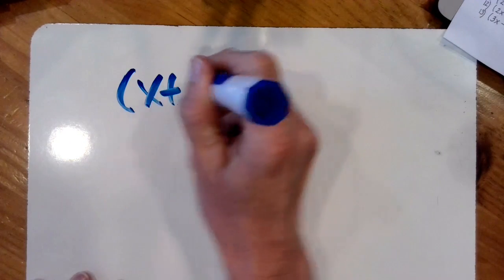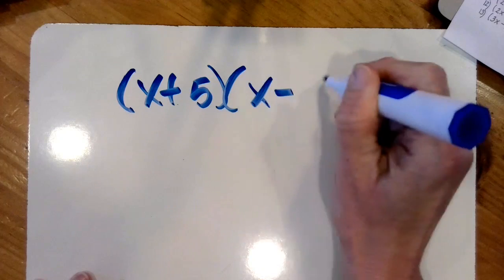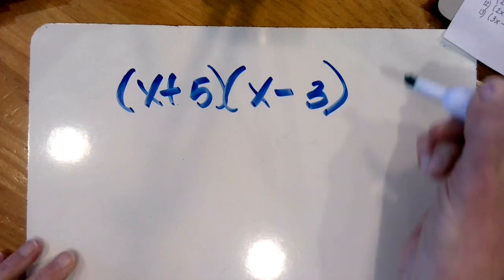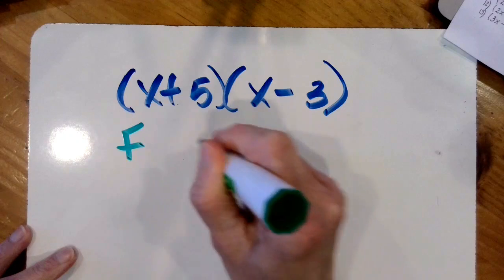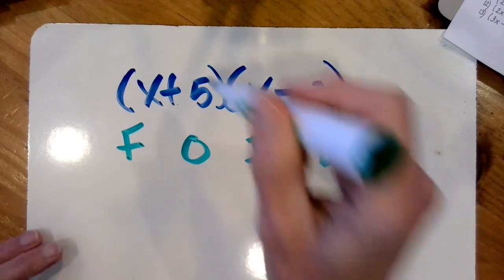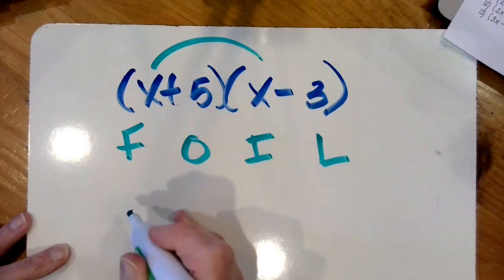When you look at number 1, this might be easier for you to work with and think about when we are doing our FOIL. So if I have x plus 5 times x minus 3, remember for this first one, we're going to do our FOILing. We are going to take our first and our outer and our inner and our last products. So our first terms, x times x is x squared.